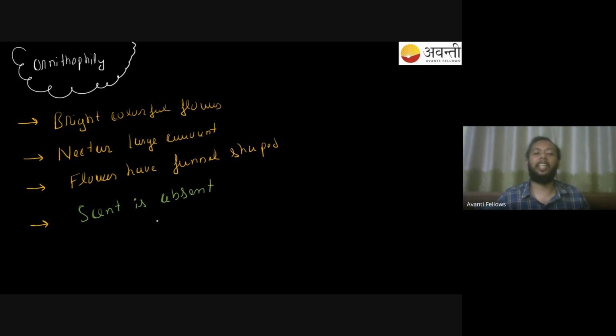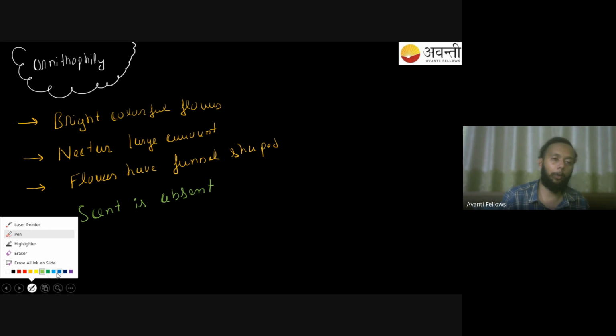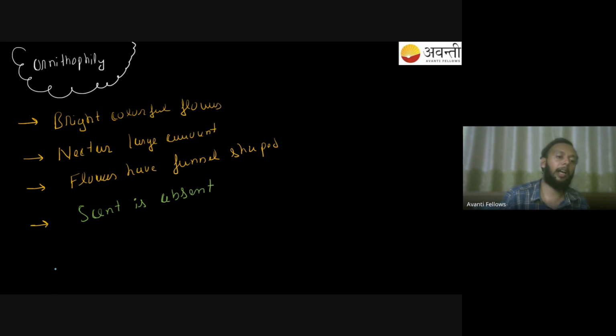You won't have fragrance. Now understand this thing, that you won't have fragrance because birds cannot smell. Birds don't have a sense of smell. Keep this in mind. Birds do not have a sense of smell, so that is why you don't have a fragrance over here. So that should be clear to all of you. These are the few points you have to know. And pollen grains will be produced in large amounts there. So these are the traits you generally find in flowers which depend on birds for pollination.